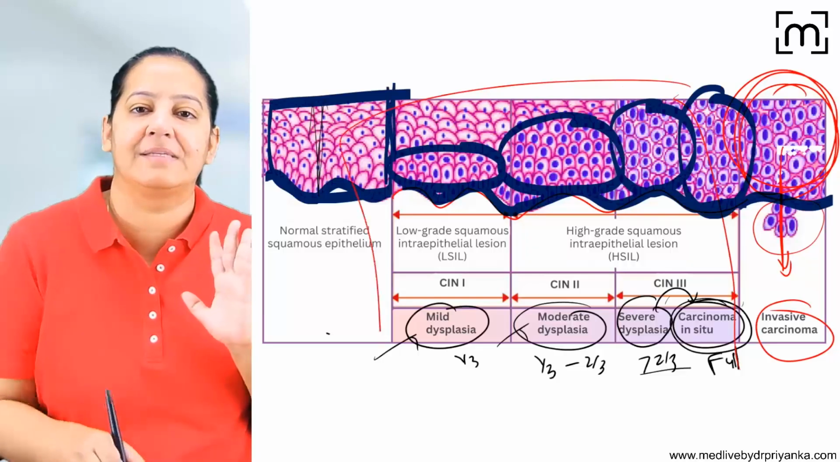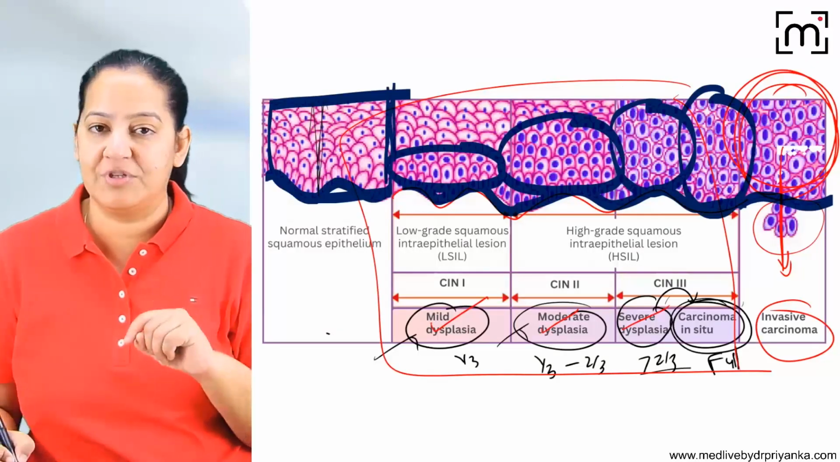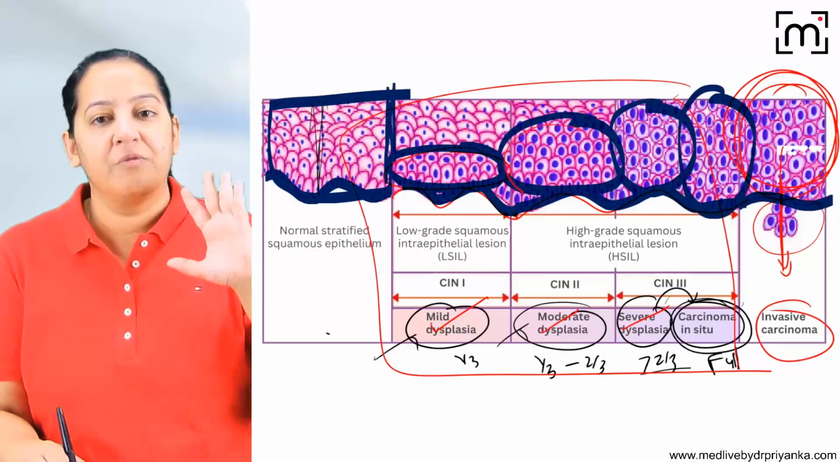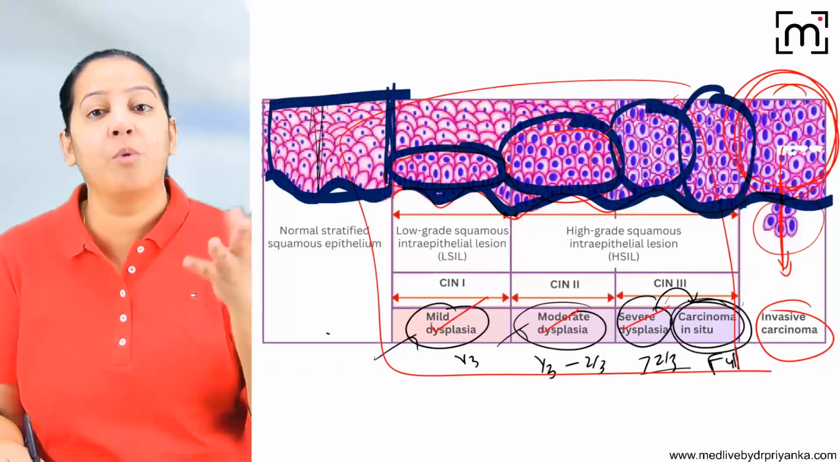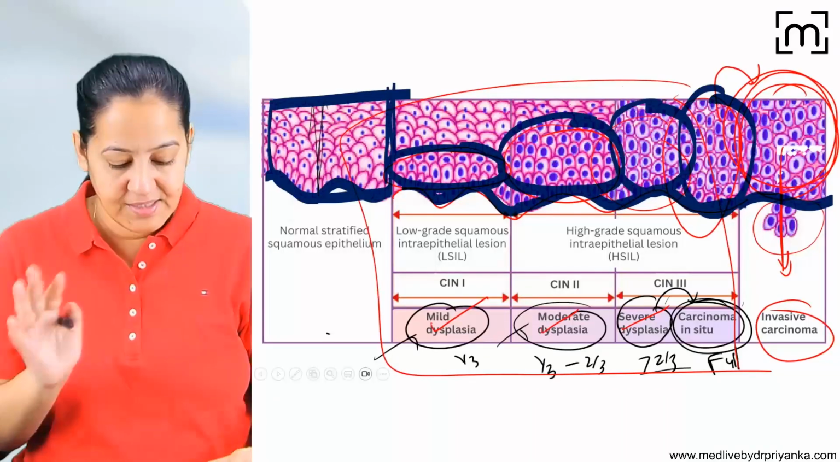These are the precancers. So precancers are of three types: mild dysplasia, moderate dysplasia, severe dysplasia. Mild dysplasia means dysplasia present in less than 1/3. Moderate means 1/3 to 2/3. And severe means more than 2/3 or full thickness. After full thickness, it is carcinoma. So these are the stages.